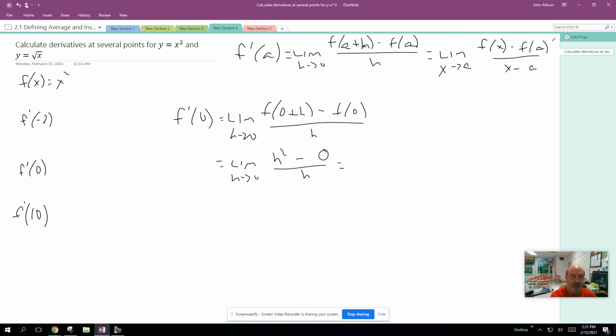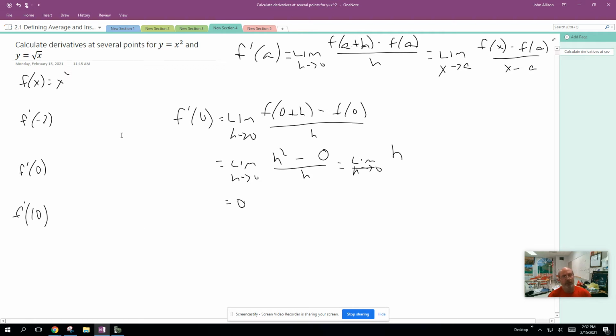And this equals the limit as h goes to 0 of h squared minus 0, which is just h squared over h, which is just h. So the limit as h goes to 0 of h is just 0.